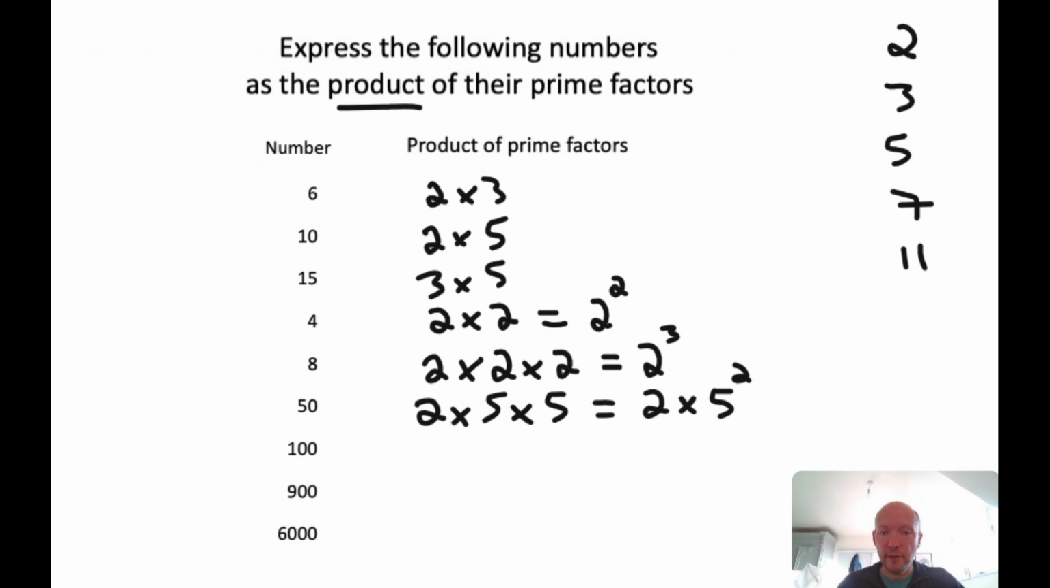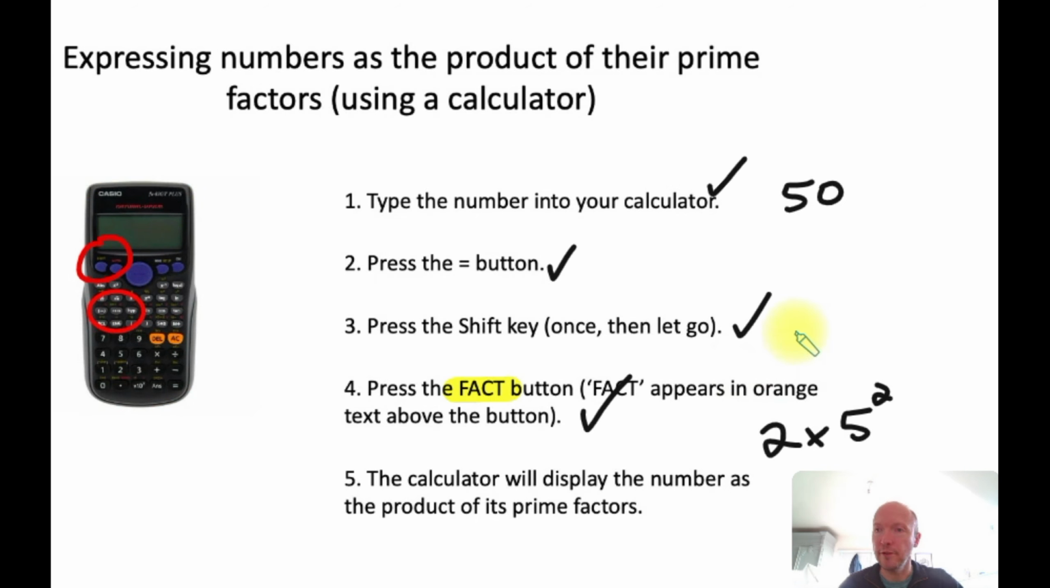Right, let's go back now and have a look at this one here. So try the same with this one here. So let's go for 100. In fact, I'd better move back to here. So let's just do 100 on there just to make sure we're okay with that. So same thing again. Type the 100. Equals, shift, fact, and it should now display the answer, which will be 2 squared times 5 squared.